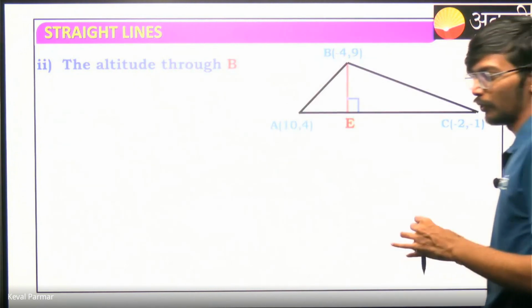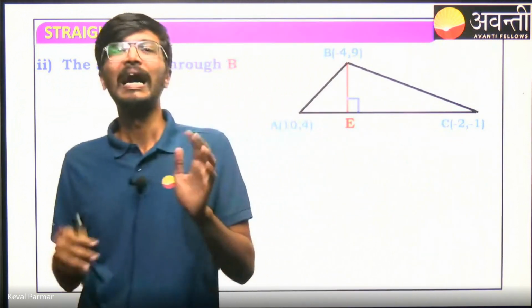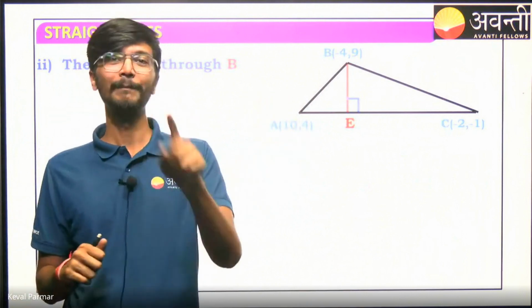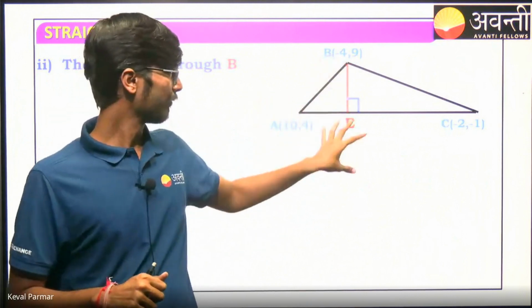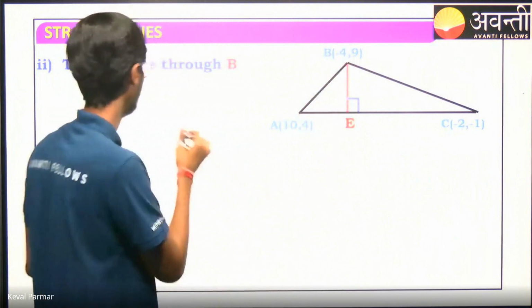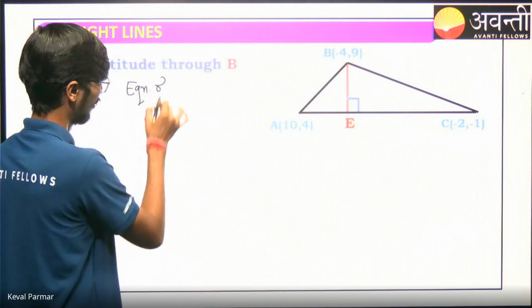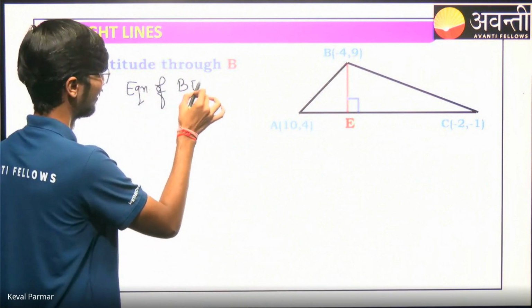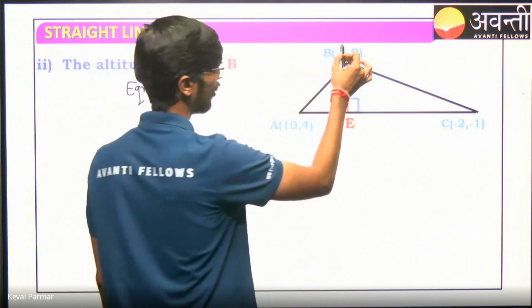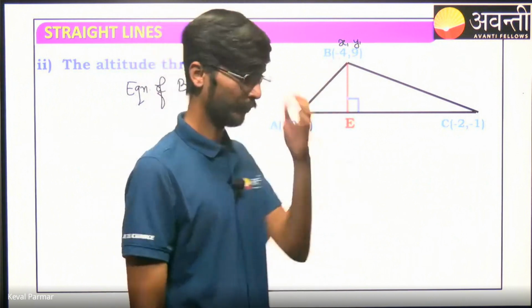Now, I hope you know what is meant by altitude. Altitude is the height of a triangle basically. Here we want the altitude from B. So if I drop the altitude from B, let's say I get BE. So I need basically the equation of BE. Again, I will use the slope point form. I already have the point x1, y1. I need the slope of BE.